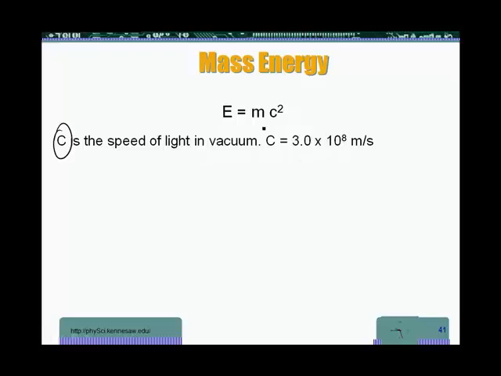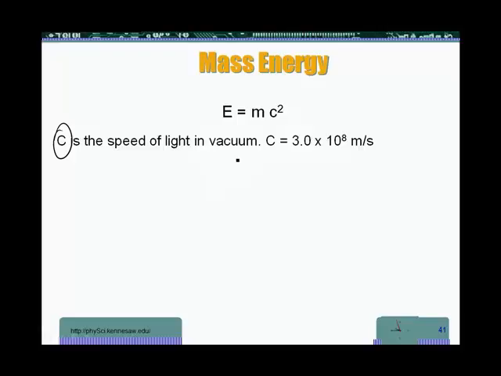Okay, now this is the mass energy equivalence. Whenever we have an amount of mass, we can find its energy equivalent this way. Unfortunately, we usually cannot convert mass into that much energy. We usually convert just very small portions of mass into energy. That's the basis of nuclear power plants.